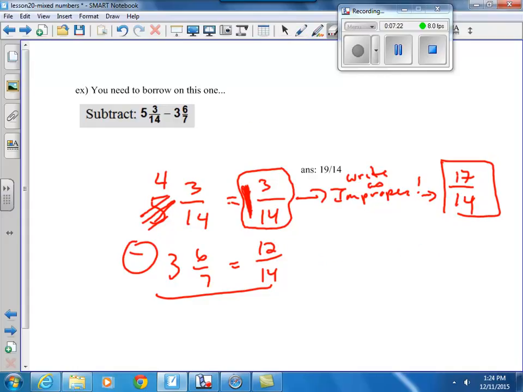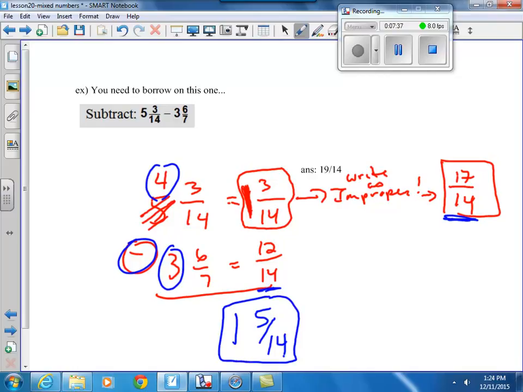And now it's okay. See, now I can do the math. 17/14 minus 12/14 makes 5/14. And 4 minus 3 makes 1. So now you see we have the answer 1 and 5/14, but I have the answer listed as 19/14. Either one of those is fine. 19/14 is obviously the improper fraction, and this is obviously the mixed number. I would accept either one of those, improper or mixed.